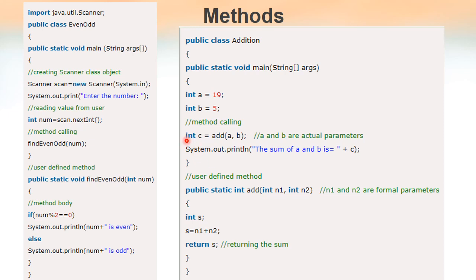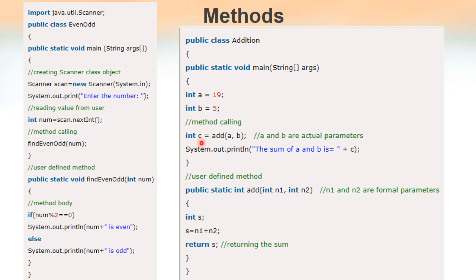See, we are writing int c equal to add a comma b. Here we didn't write anything like that. We simply used the method name and passed the parameter. But here we are writing int c equal to. Why are we writing like this? Because from the method header it is clear that this method is going to return an integer. So when we call this method, we are getting something back. So we need to store that value that we are getting back.